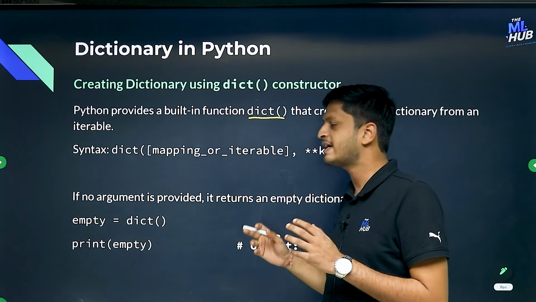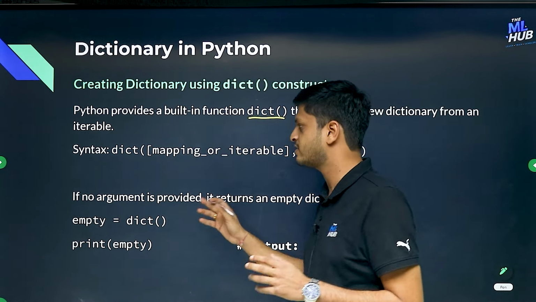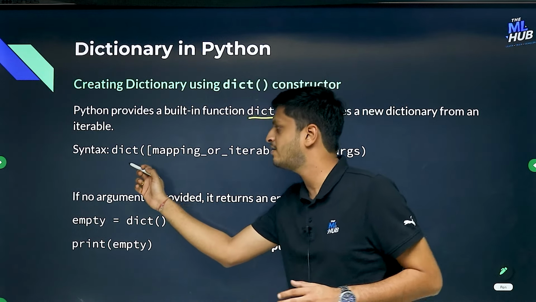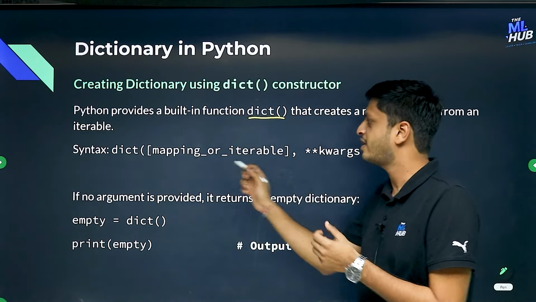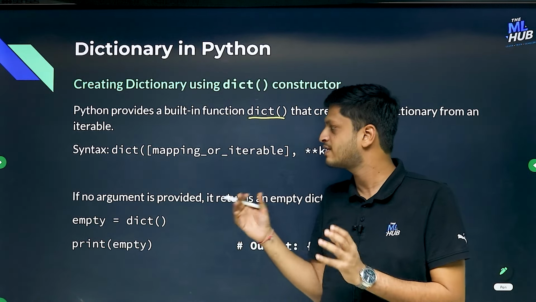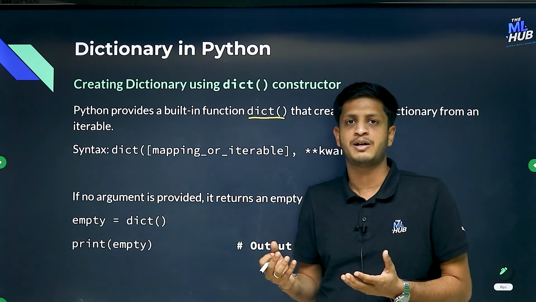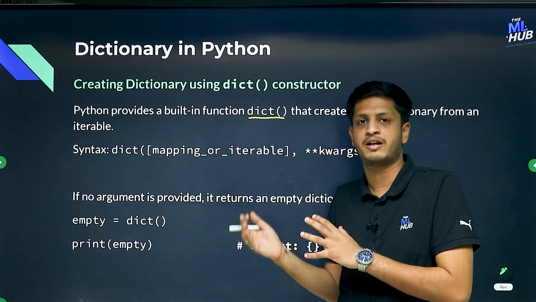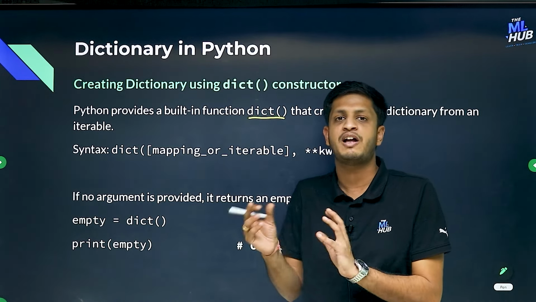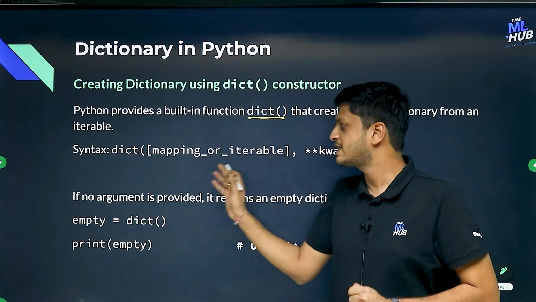Okay, but here is a catch. Firstly let's see the syntax. It is very confusing: dict, mapping or iterable and arguments. I will explain what the syntax means and why it is so complicated. You cannot pass any iterable to it. The iterable must be a mapping or an iterable which contains key value pairs. Okay, so we will see that.